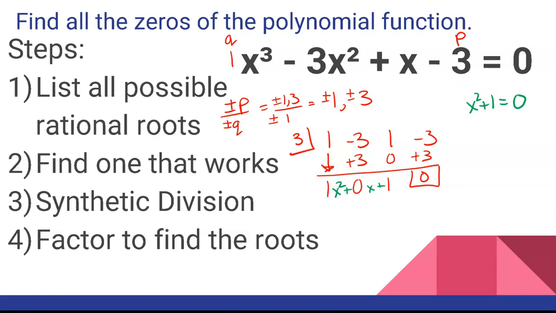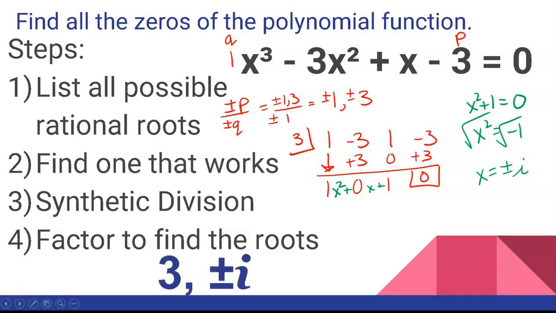How can we solve this? Yeah, minus 1. x squared equals negative 1. Then what? Square root. What's the square root of negative 1? Positive and negative i. So my 3 roots here are 3, positive i and negative i. So there's my 3 different ones. Yes?